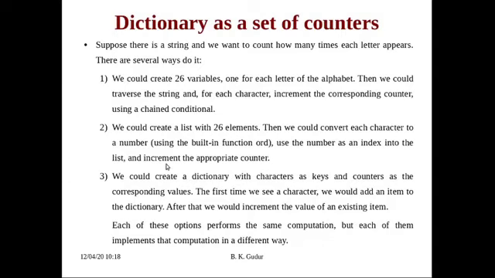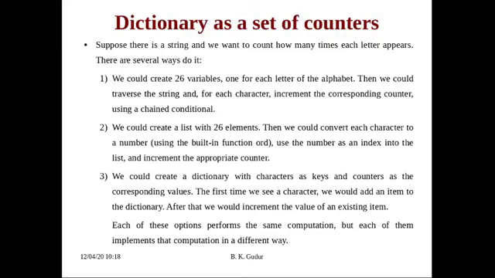We could create a dictionary with the characters as keys and counters as corresponding values. The first time we see a character, we would add an item to the dictionary. After that, we would increment the value of the existing item. Simple thing. So what the third method does is, we create an initially empty dictionary. Later we'll pass through the string. When we get a character for the first time, we add that character as a key, and the value will initially be 1.